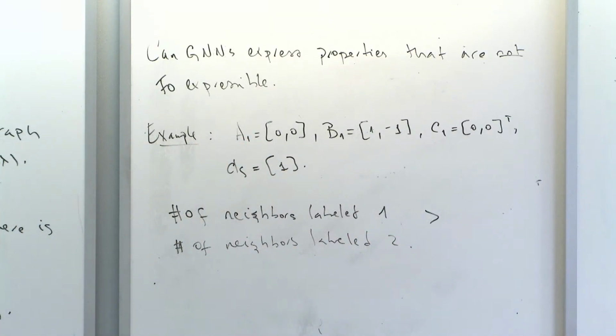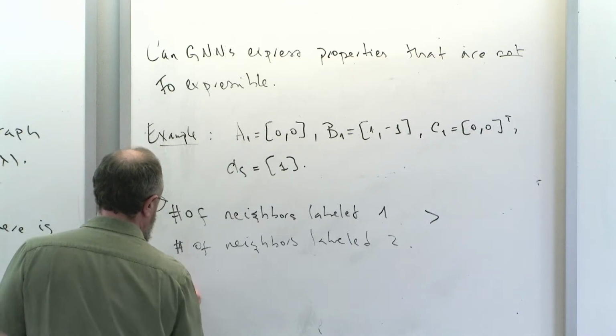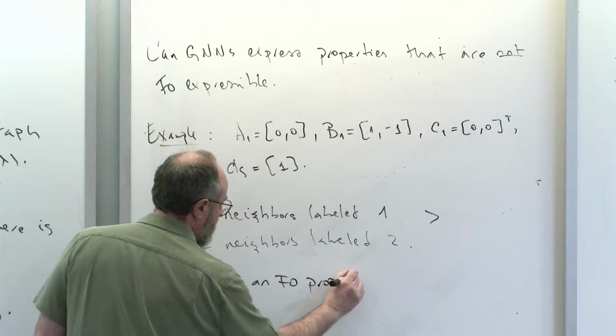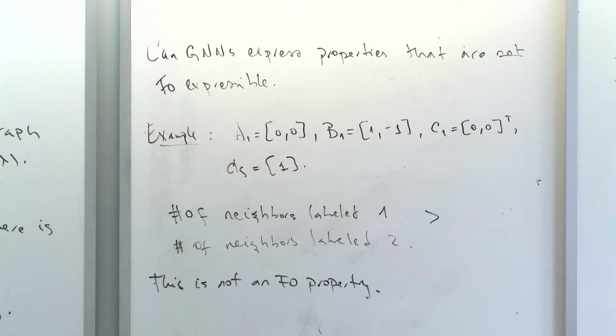So if I apply sigma over this, I want to know when this is larger than 0, right? When the number of neighbors labeled 1 is larger than the number of neighbors labeled 2. This is not an FO property. Yet, it can be expressed by a sigma GNN. This is precisely what I meant when I said that first-order logic doesn't have counting abilities. It cannot compare cardinalities, right? Unbounded cardinalities.